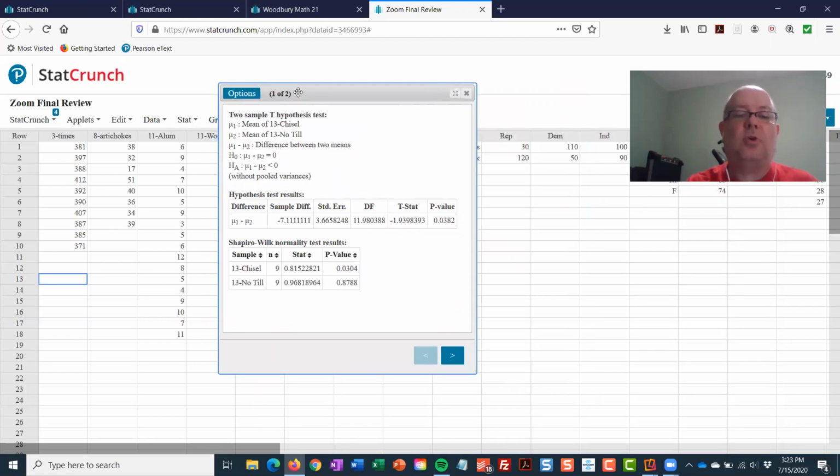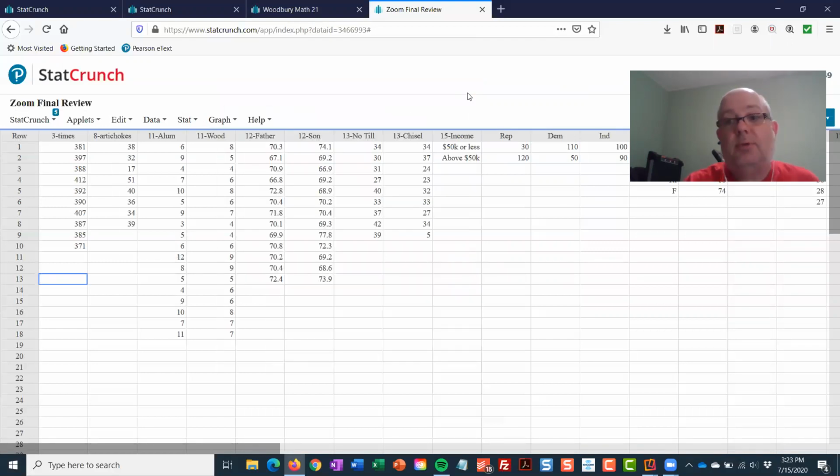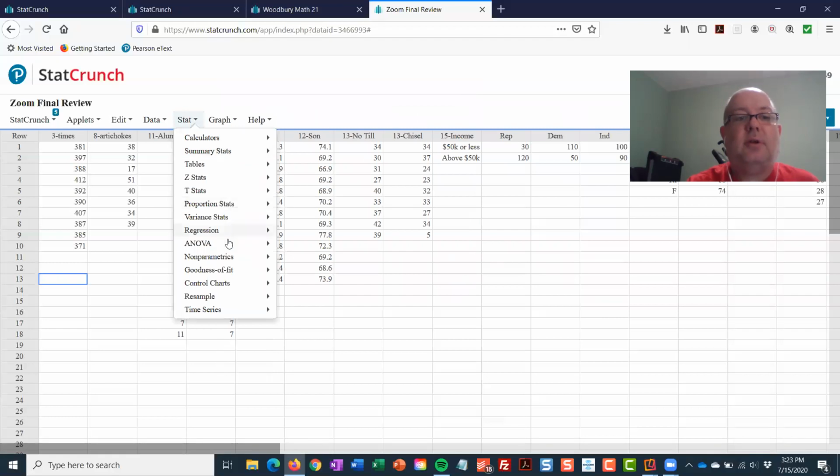And on the first page, there's already a problem. For the chisel population, or the chisel sample, the p-value is below 0.05 for Shapiro-Wilk. That means that the data are not normally distributed. So we can actually stop there. But if we look at the next screen, we can also see there was a pretty extreme outlier as well, that value 5 that we thought. So we can't do this as a two-mean test. So I'm going to throw that away. I'm going to start over. Stat, nonparametrics, Mann-Whitney.